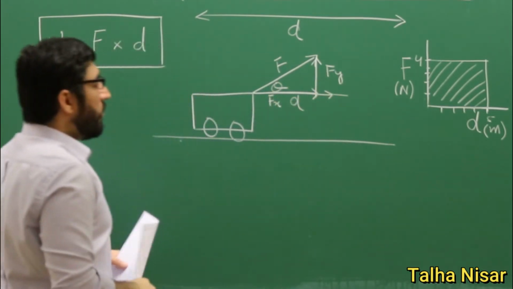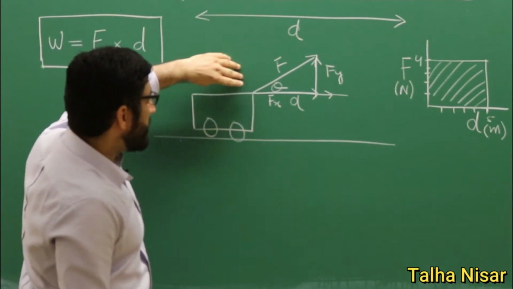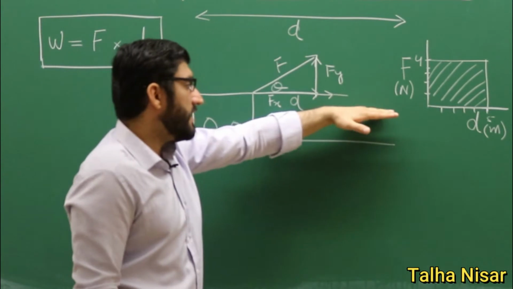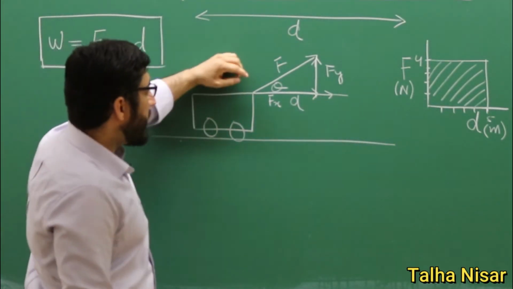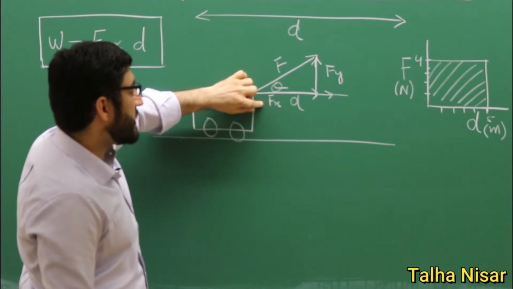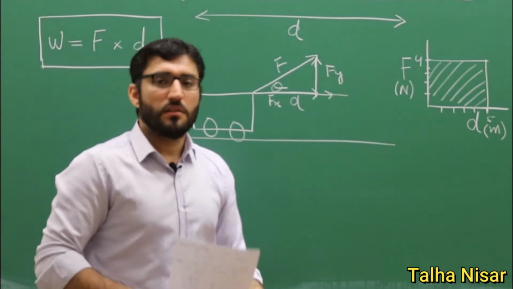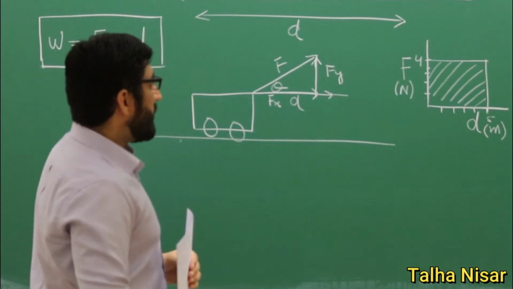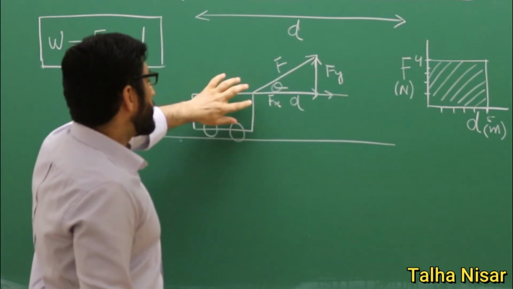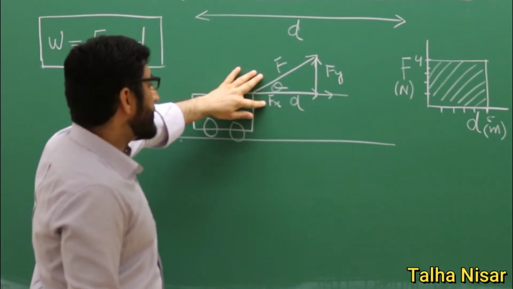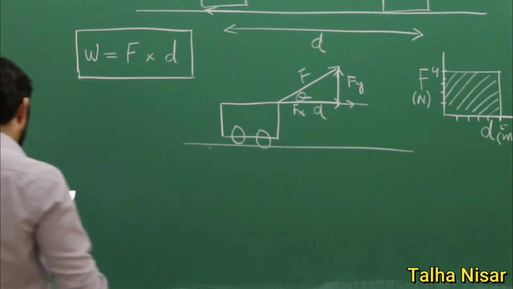Now, if we look at this situation, since the object is moving horizontally on the x-axis, the effective component is the Fx. The Fy is in the vertical, in the y direction, so this force is not playing any role in this case. So we will take the Fx and then calculate the work done.